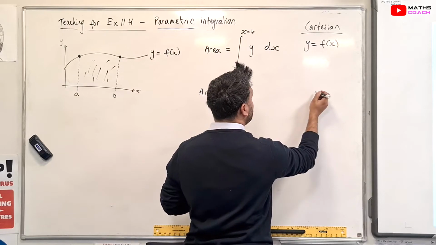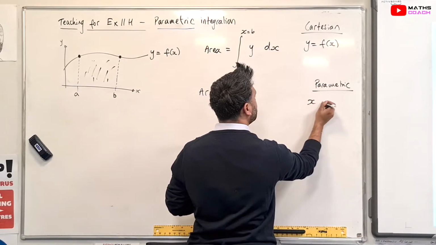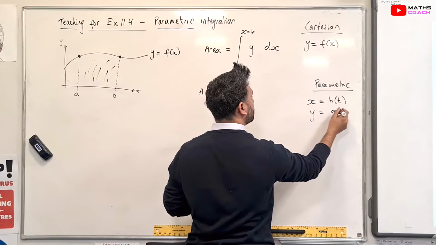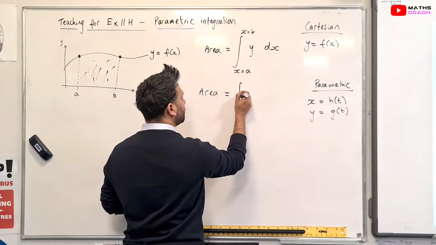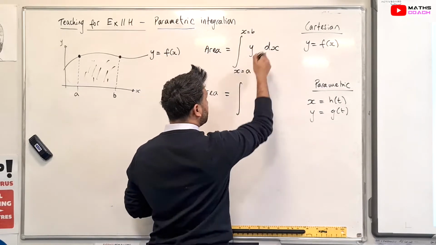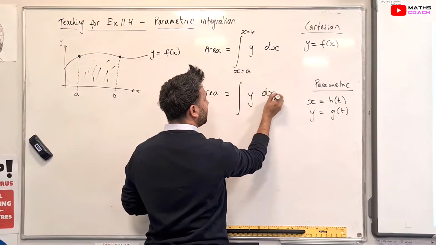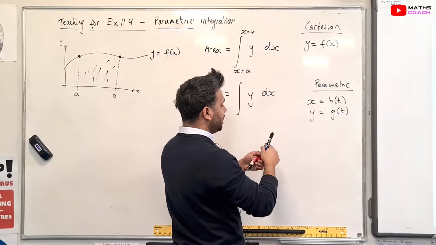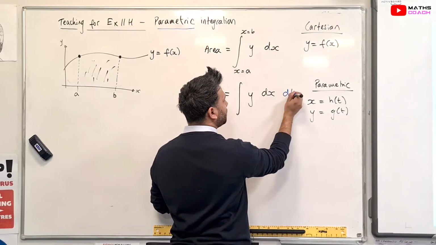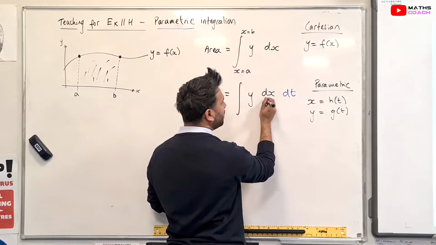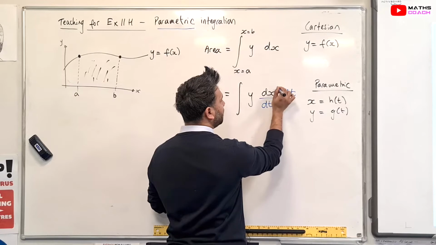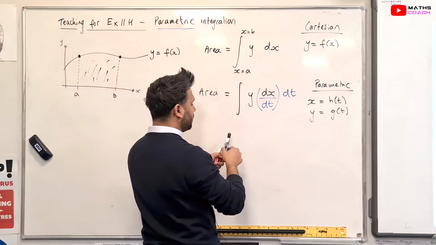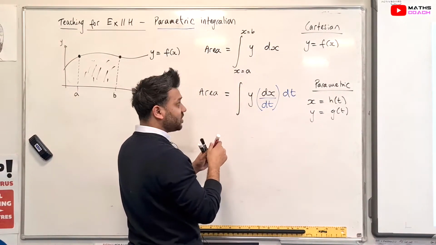But if the curve is given in a parametric form, in other words, x is some function of t and y is some function of t, then the integration would be the same format. It would be y dx, but because both x and y depend on the parameter t, the integration will also need to be with respect to t. So if you multiply by dt here, you have to adjust it by dividing by dt. This is the formula for working out the area when the curve is given in parametric form. Just one slight adjustment will be needed.